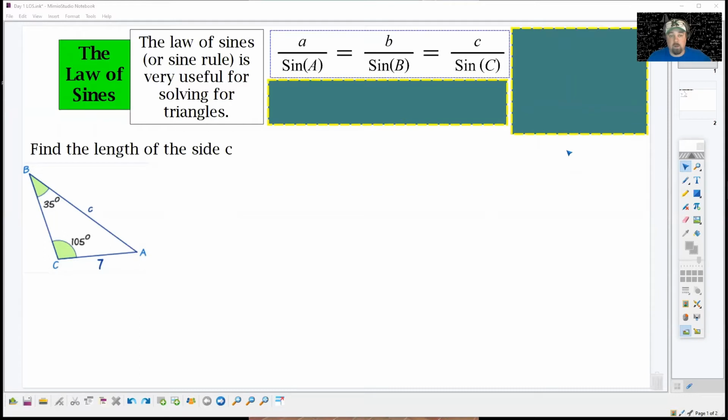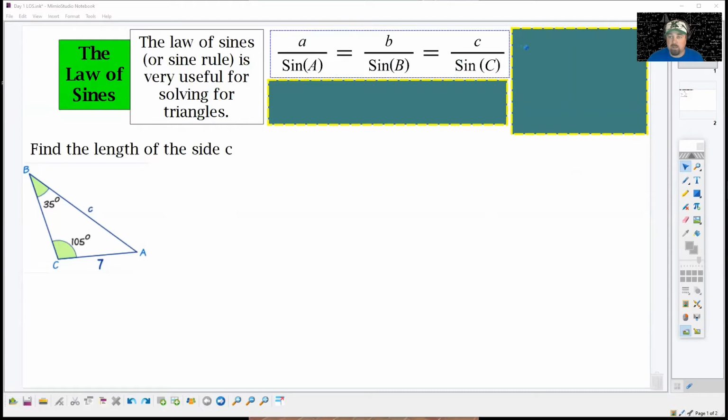Okay, so today we're going to talk about the law of sines. Law of sines is useful for solving triangles. Solving triangles means we're going to be solving for sides and angles that we're missing inside this, given certain sides and angles. So law of sines is listed right here. It's these three fractions that are equal to each other.